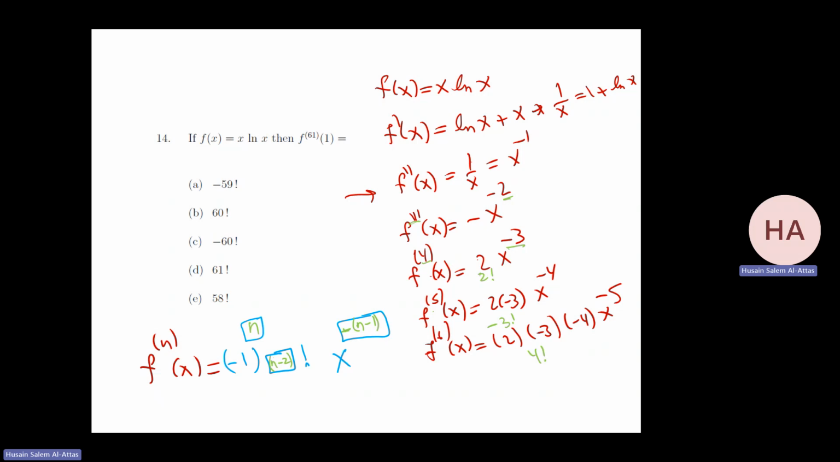What they want is 61. That will be minus 1 to the power 61, 61 minus 2 times 59 factorial, x to the power minus 61 minus 1 minus 6. Now what they want is this at 1. So this is negative. So I have minus 59 factorial, 1 to the power minus 60 times 1. So it's minus 59 factorial.